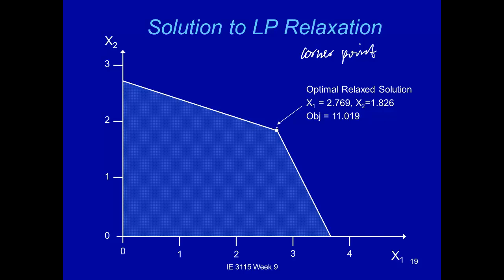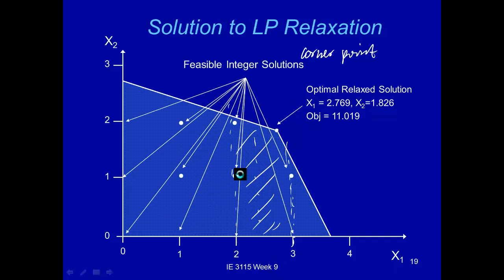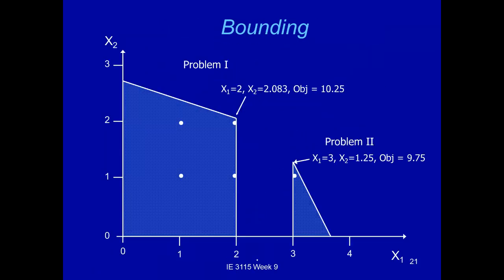We know that we want integer solutions, which means this part and this part. So anything here, they are between 2 and 3 for x1. We don't want to use them because we want integer solutions, right? So any point that's here, we won't use. And these are our feasible integer solutions. So we branch the problem. In a way, we cut that apart.